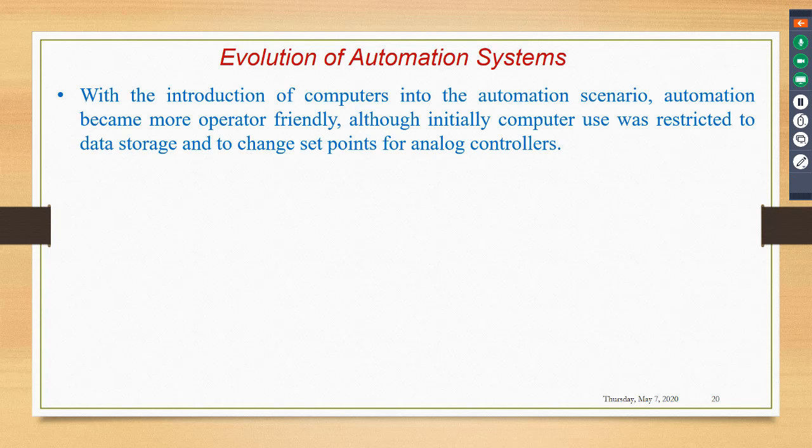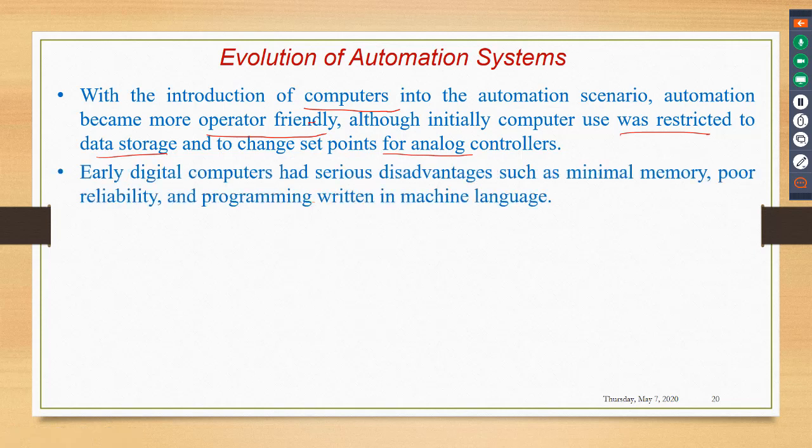Then with the introduction of computers into the automation scenario, which in fact plays a very important role, automation became more operator friendly. Although initially computer use was restricted to data storage only, gradually it was used to change the set points for the analog controllers as well. Then early digital computers had serious disadvantages such as minimal memory, poor reliability, and programming written in machine language, right?